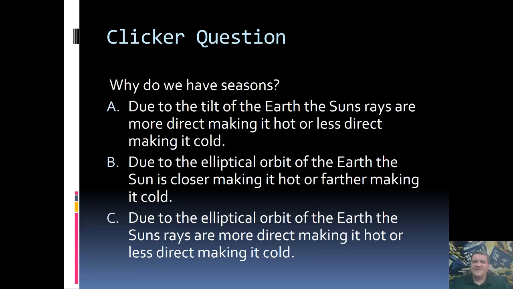So why do we have seasons? The answer is A. It's all caused by the tilt, which then affects how the sun's rays are hitting the Earth. If we're tilted towards the sun, the sun's rays are more direct, making it hot. If we're tilted away from the sun, then the sun's rays are less direct, making it colder. So the correct answer is A.